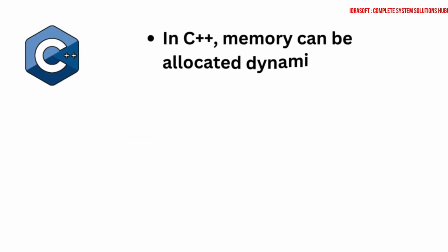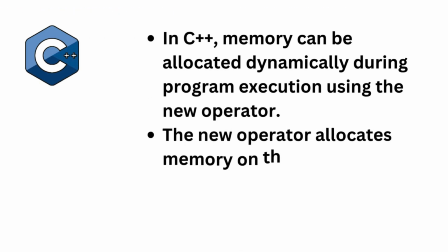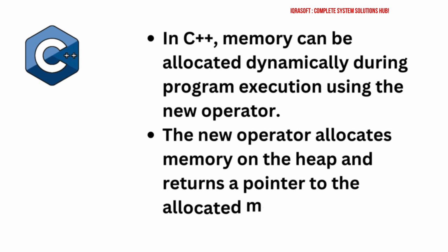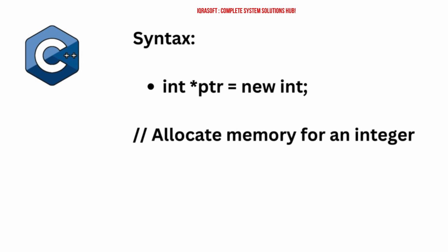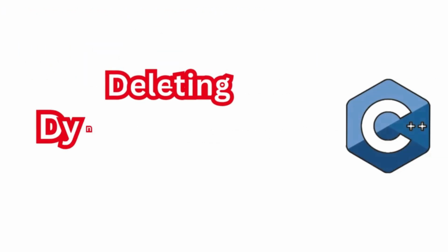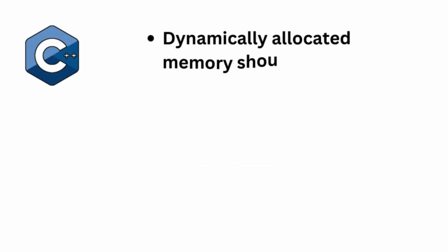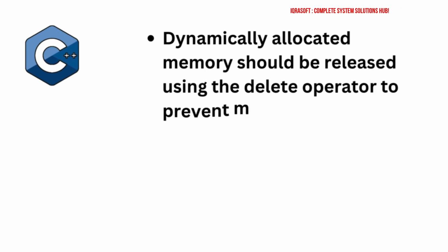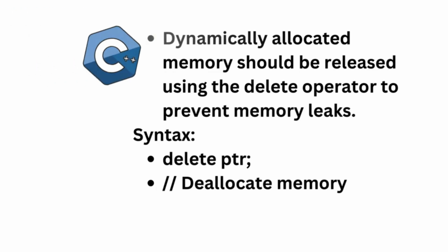Dynamic memory allocation. In C++, memory can be allocated dynamically during program execution using the new operator. The new operator allocates memory on the heap and returns a pointer to the allocated memory. Syntax: int *ptr = new int; allocate memory for an integer. Deleting dynamic memory: dynamically allocated memory should be released using the delete operator to prevent memory leaks. Syntax: delete ptr; deallocate memory.